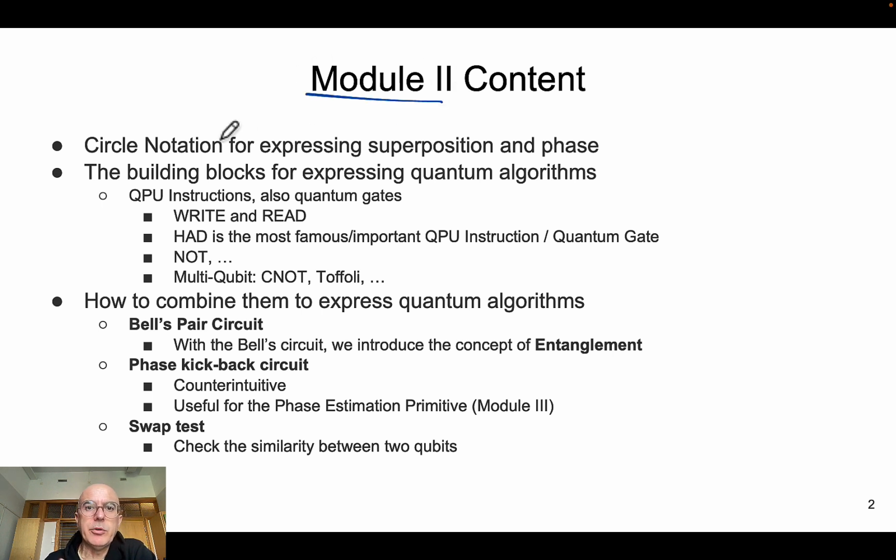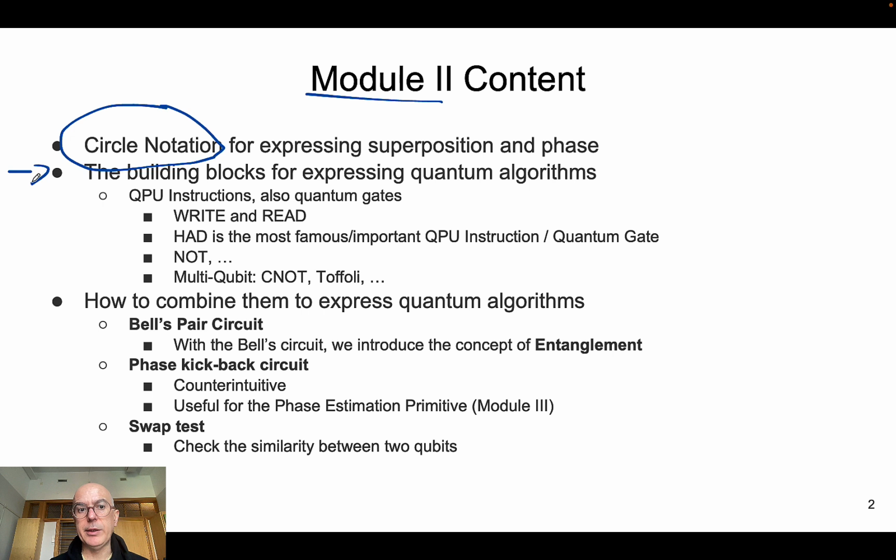First, I'm going to introduce the so-called circle notation, that is a very useful pedagogical formulation of the state of the quantum bits or qubits. We will find it extremely helpful for expressing superposition and also information encoded in the phase of the quantum bit. The second part is really about going through all the different quantum gates.